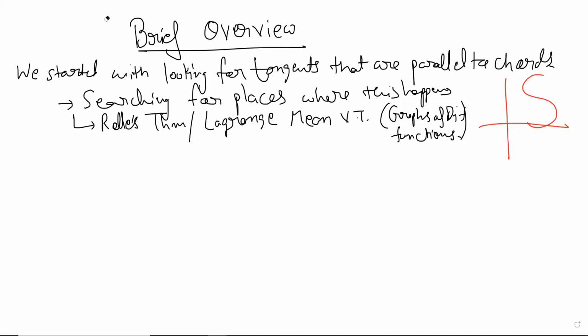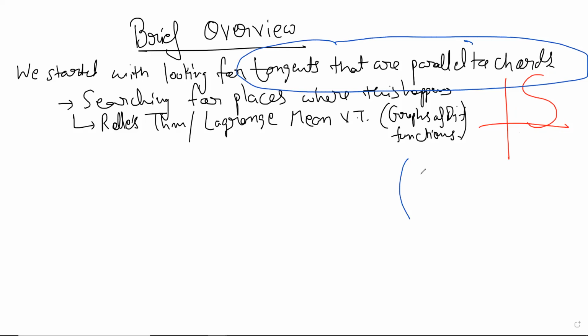Then we tried to look for other places. So this is for graphs of differentiable functions. What is that theorem that guarantees the occurrence of this phenomenon, tangents parallel to chords, in a larger family of curves? In a larger family of curves, what is one more theorem that guarantees the presence of tangents that are parallel to chords? Can anybody tell us what was the next result that can help us to enlarge this set of places where this phenomenon happens?